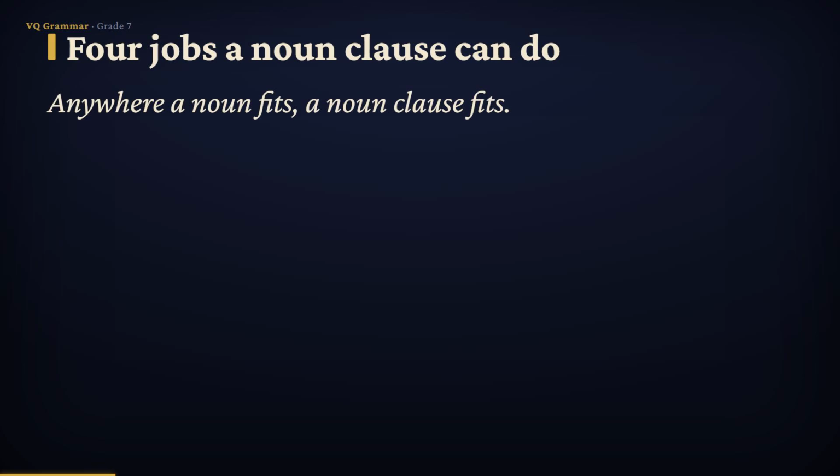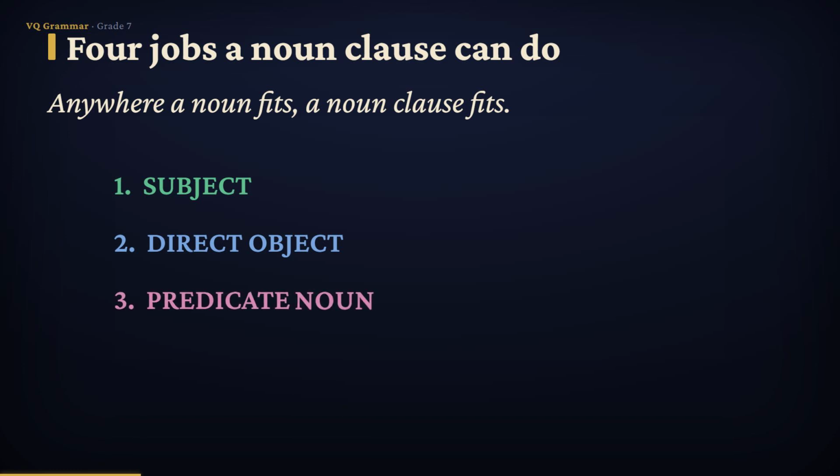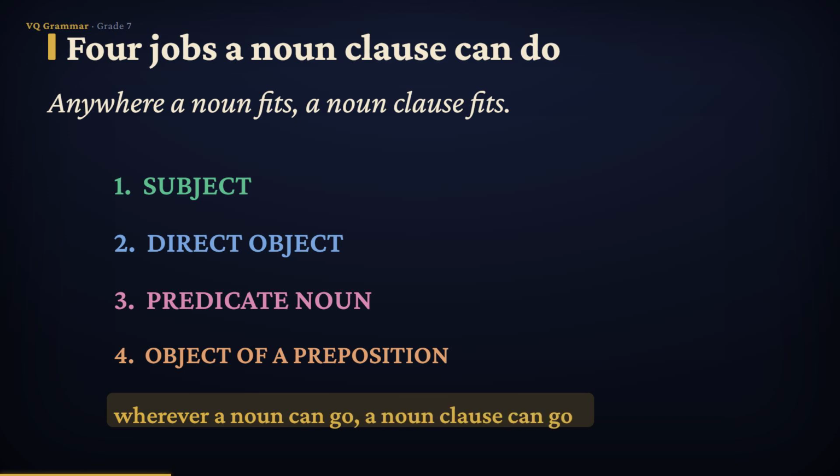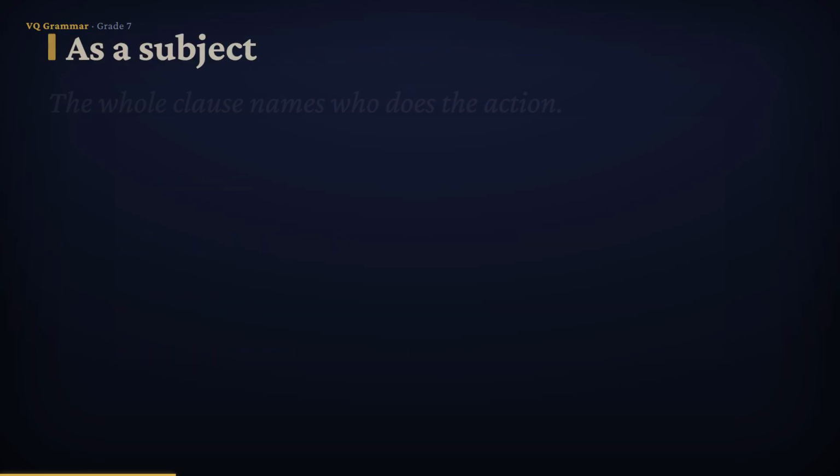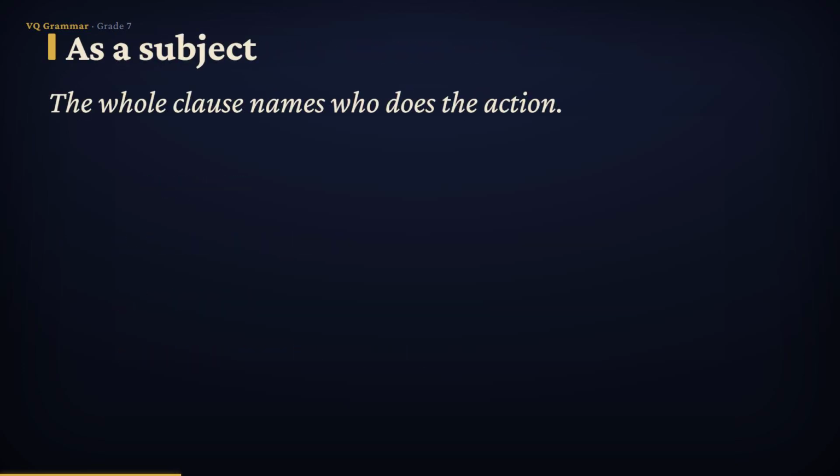noun would normally sit. Because a noun clause behaves like a noun, it can do any job a noun can do. There are four to know. It can act as a subject, the one doing the action. It can be a direct object, receiving the action. It can be a predicate noun, renaming the subject after a linking verb. And it can be the object of a preposition, sitting after a little word like to or for. The big idea is simple. Wherever a noun can go, a noun clause can go too. Let's see each job in action, starting with the subject.